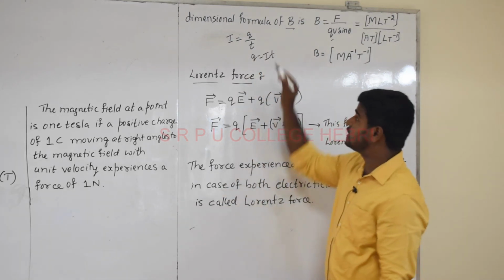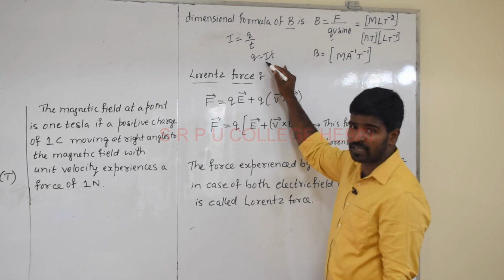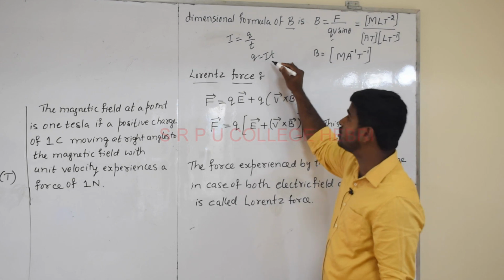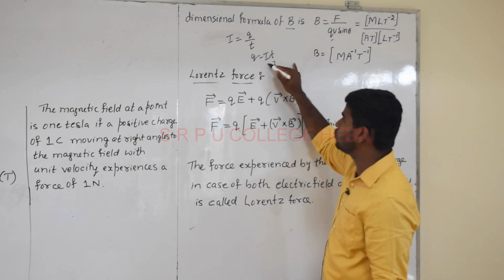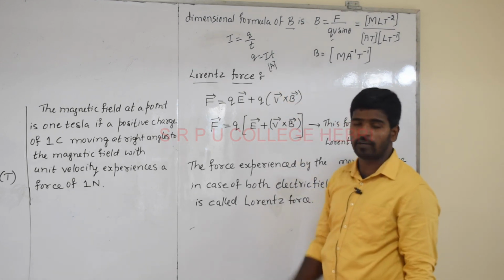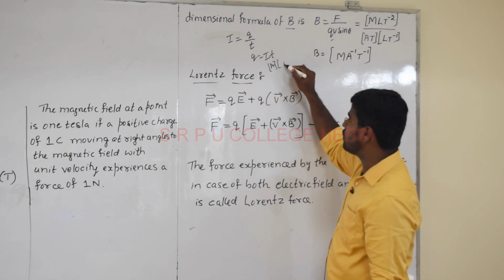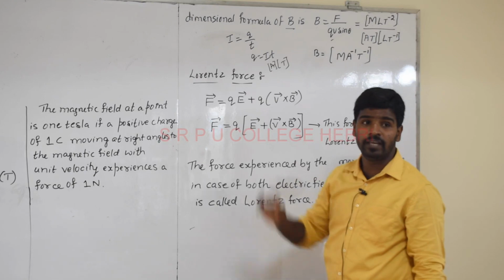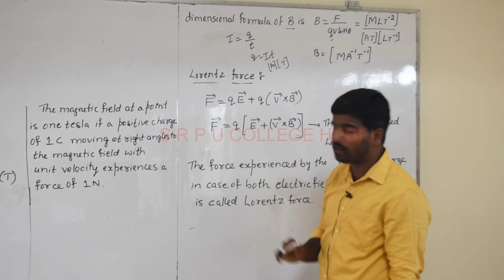The SI unit of electric current is ampere itself, which is the dimensional formula. Ampere we take as the dimensional formula. So the dimensional formula for the current will be A, the dimensional formula for the time will be T. Therefore, the dimensional formula for Q will be AT. Is it clear?